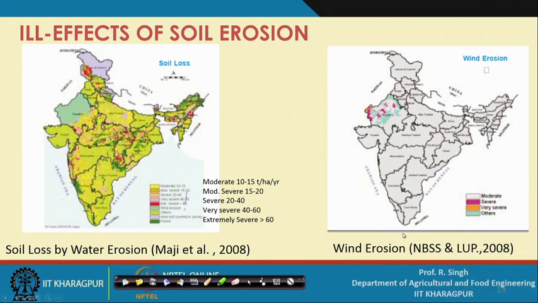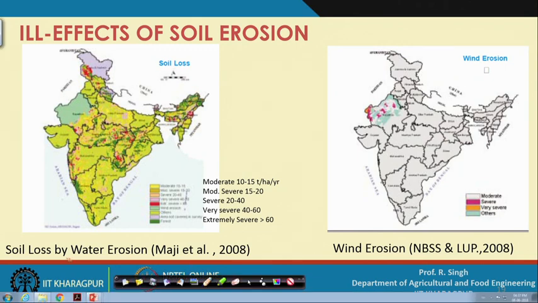If we look at some of the data provided by researchers over a period of time, that is soil loss by water erosion given by Maji and others in 2008, then we see that most of India is yellow and greenish in color, which represents moderate, that is 10 to 15 tons per hectare per year, or moderately severe, that is 15 to 20 tons per hectare per year. That is the statistics on soil loss by water erosion.